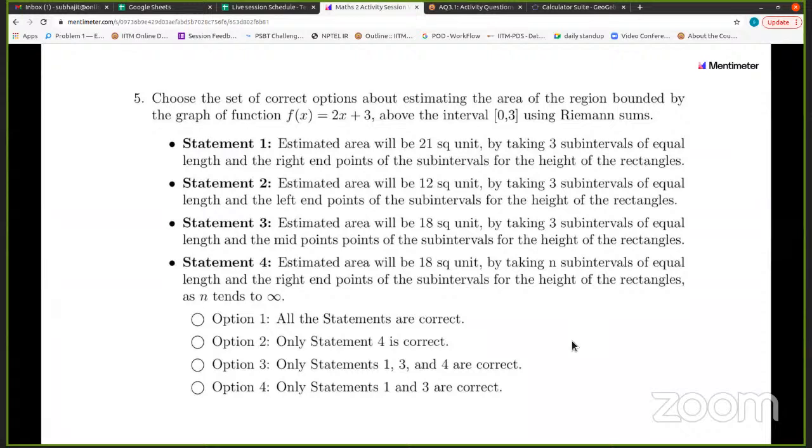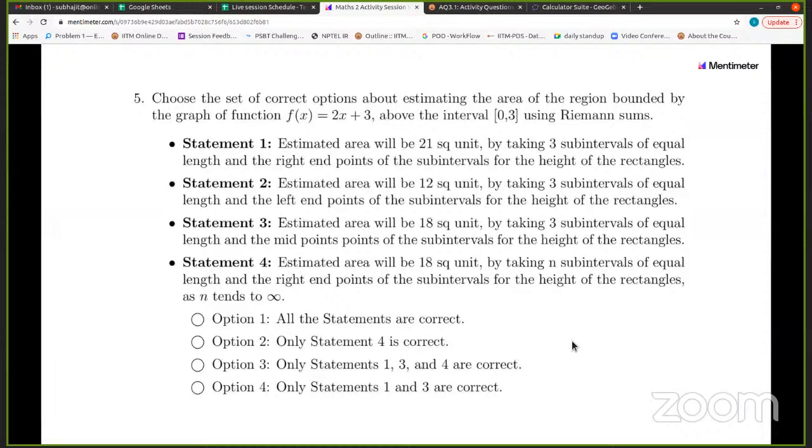And sir, we also saw another kind of graph where we were taking a trapezium kind of shape. What will be the value for that?